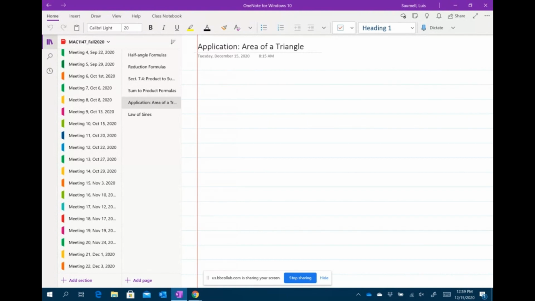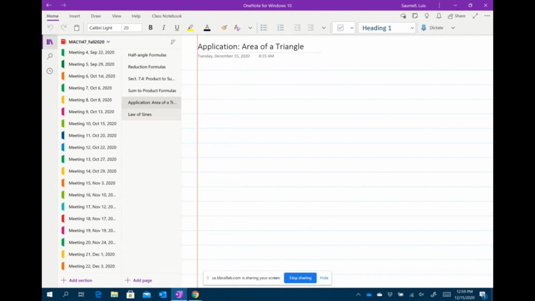One application that I'd like to show you is how to find the area of a triangle. So we all know it's 1/2 the base times the height. But what if you don't know the base? What if you don't know the height? But you have some other information about the triangle. How do you find the area? So that's one application I want to show you.